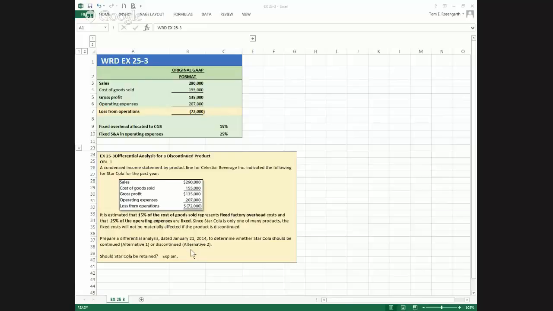The charge that we have for this example is to prepare a differential analysis to determine whether alternative one, keep Star Cola, or alternative two, discontinue Star Cola, is the appropriate way to go. Well, here's the crux of what we want to do. We want to rearrange this GAAP external reporting format into a contribution margin or cost behavior format. So let's just do that.